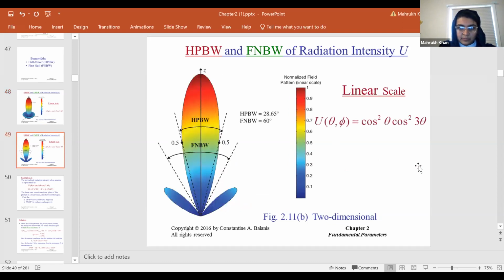Okay, and similarly, this one is as well. Maybe we will do these plots by ourselves as well, but that's the plot of radiation intensity. Okay.